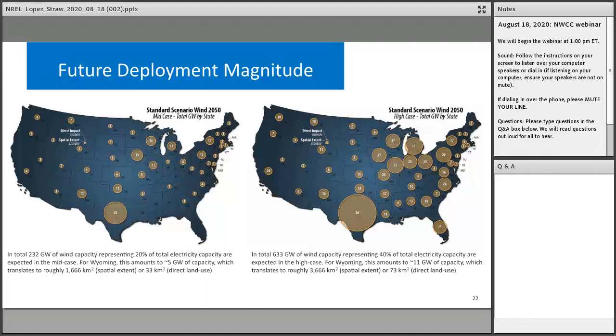Great, thank you. Since we're on this slide 22, we had one more question about this slide. For the future deployment map, does the capacity represent newly installed or total? Total. That would be total. Great, thank you. All right, moving on, we have a question about direct land estimates of wind. Did you consider pre-existing land use, where there would be less direct land use in areas with existing roads versus pristine areas with no pre-existing disturbance?